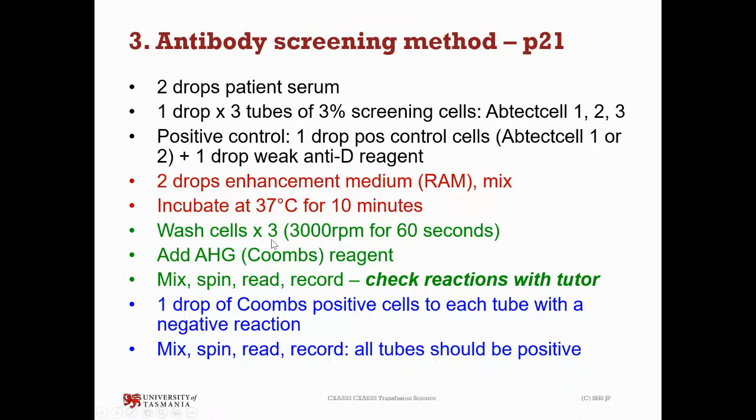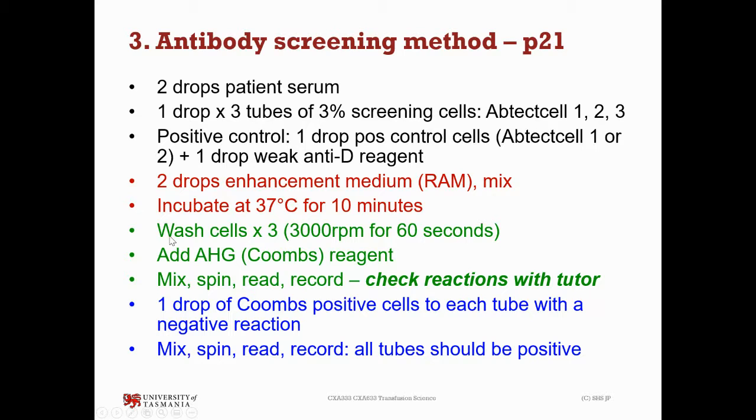So we wash the cells to remove the enhancement medium, to remove plasma and plasma proteins, and also to remove any unbound antibody, because that unbound antibody may be able to neutralize our Coombs reagent, AHG. So remember, this is our bridging reagent. So we want this reagent to react with the IgG that's bound to the red cells. We don't want it to react with any IgG that's free in the plasma. If you don't wash the cells properly, that's what will happen, and that will reduce the strength of your agglutination. So you need to make sure you wash the cells quite thoroughly.